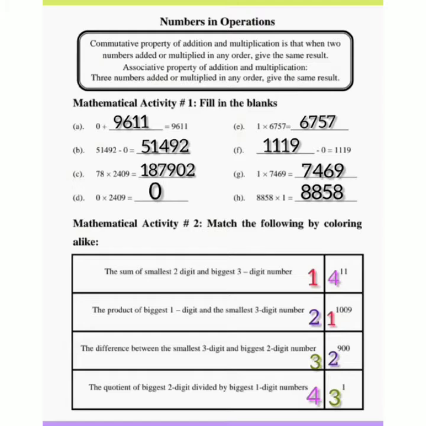And the last question here is the quotient of the biggest 2-digit number divided by the biggest 1-digit number. What would be the answer? The answer would be 11. It's obvious. The biggest 2-digit number here is 99 and the biggest 1-digit number is 9. So when we divide 99 by 9, the answer would be 11. So we have to match 4 with the other 4 column.